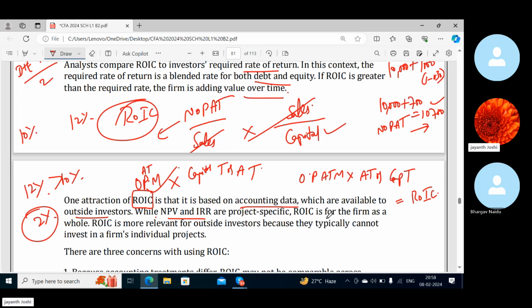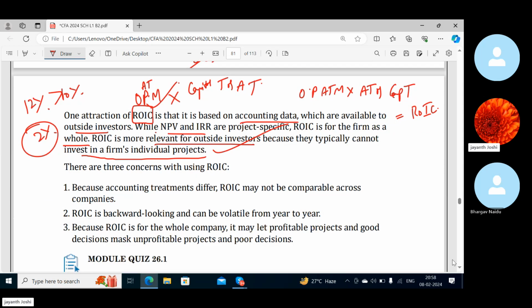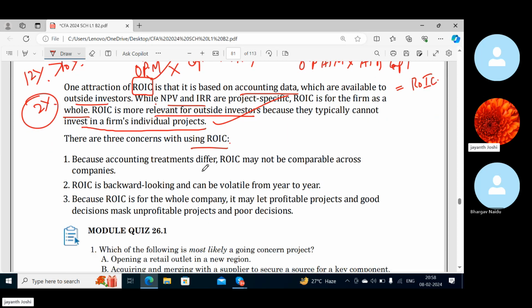So ROIC is for the firm as a whole. ROIC is more relevant for outside investors because they typically cannot invest in a firm's individual projects. If they get some idea or some confidence, then only they are going to invest. So this can give them good confidence. There are three concerns with using ROIC. Because accounting treatments differ, ROIC may not be comparable across companies.